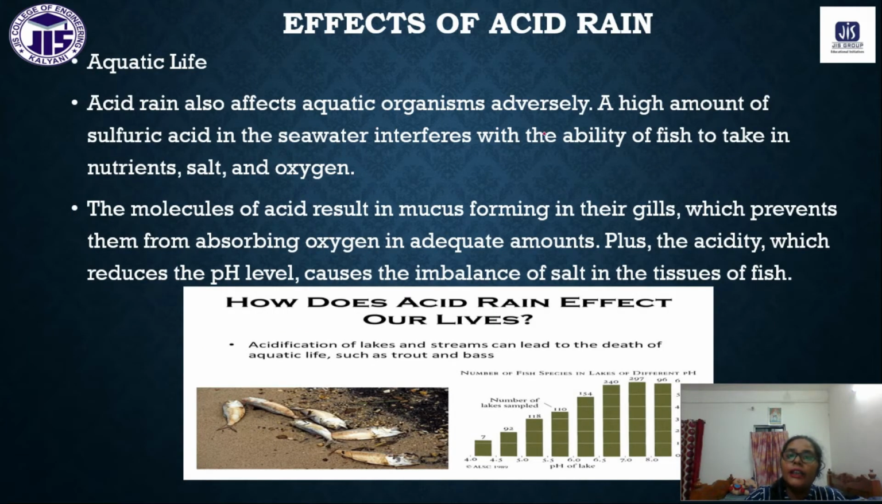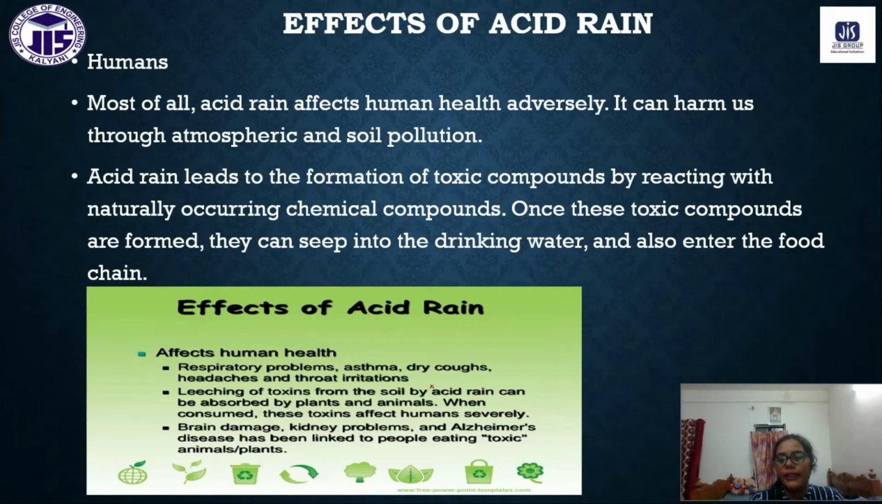Now for the aquatic life, what will happen is that if the acidity increases, it results in mucus forming in their gills, which prevents them from absorbing the oxygen from the water, and that is very harmful for them. For humans also, we can have respiratory problems, asthma, dry coughs, headache, and throat irritation. All this is caused by the presence of the acid medium in our rainwater. So these are all the effects of acid rain.